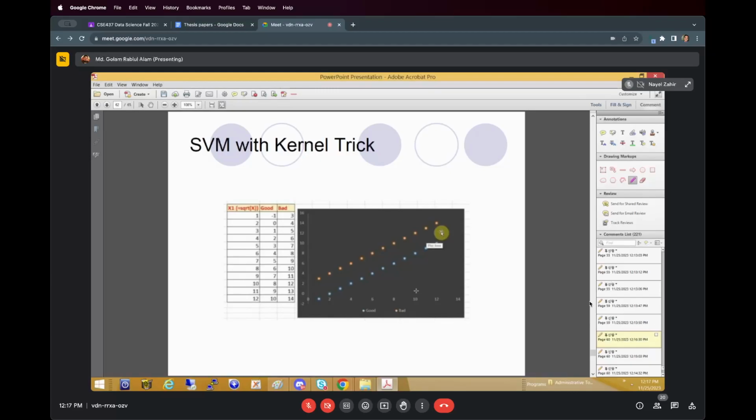In that case, there is no need to apply complex kernels like the Gaussian, or radial basis function, or polynomial function. Now we can see this problem is easily separable. Okay, an easily separable problem.